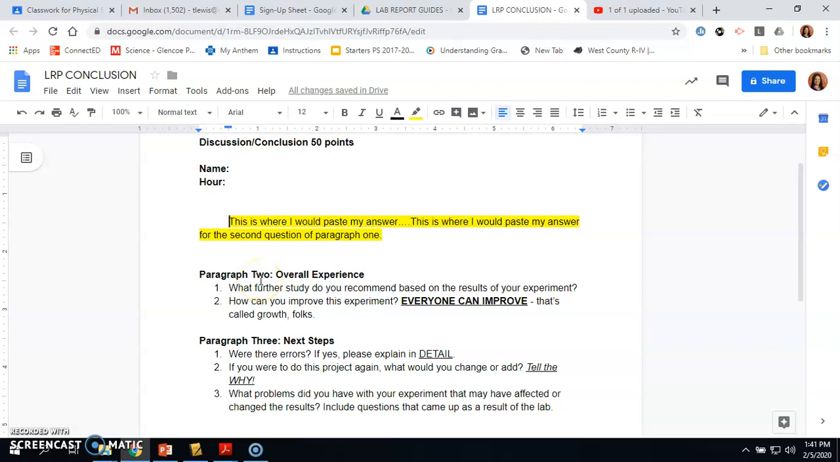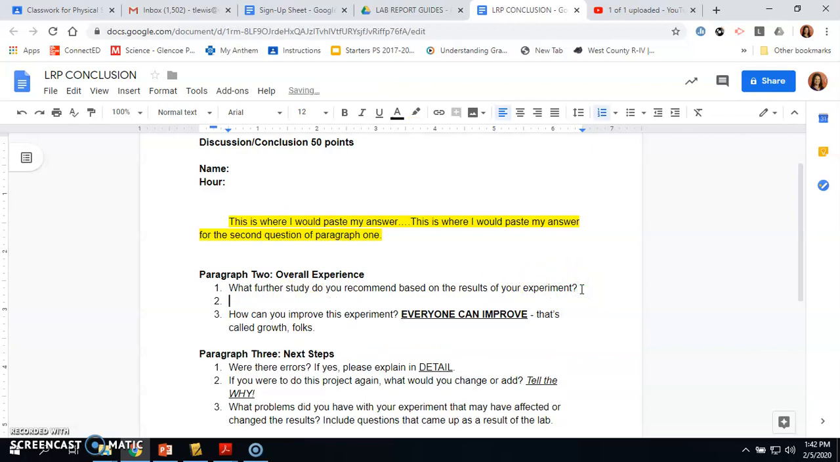Overall experience. So that's what paragraph 2 is supposed to be about. The questions are, what further study do you recommend based on the results of your experiment? And number 2, can you improve this experiment? And guys, heads up, everybody can improve, period. It's called growth, okay? So what I would do is I would answer this question just like I did before. Answer the question in complete detail.